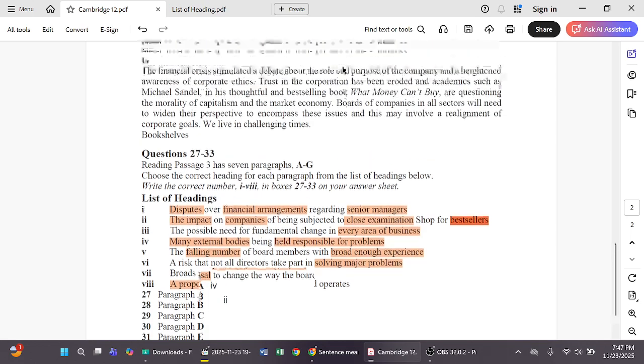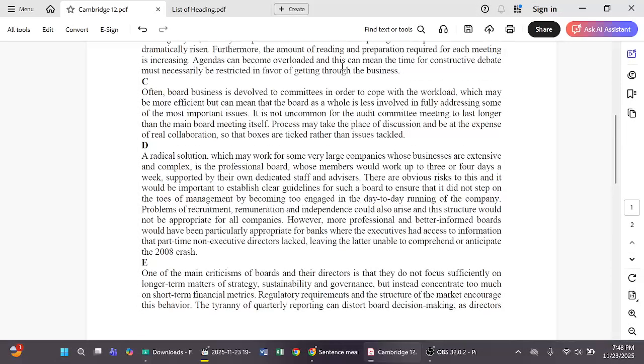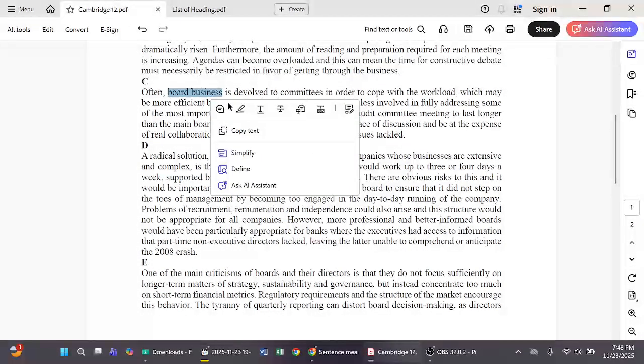So let's go to our next paragraph, that is number C. Often, board business is developed to committees in order to cope with the workload, which may be more efficient but can mean that the board as a whole is less involved in fully addressing some of the most important issues. So here, try to understand what it means. It means often board business, right? It's a business or it's a board or company here.